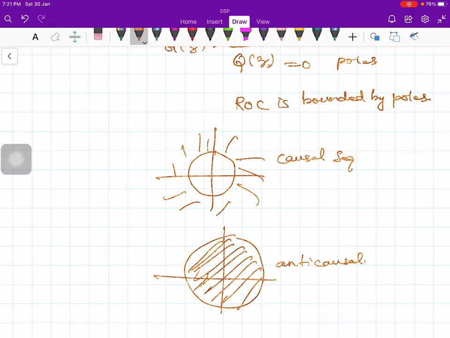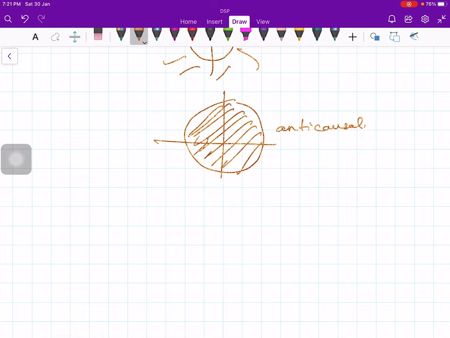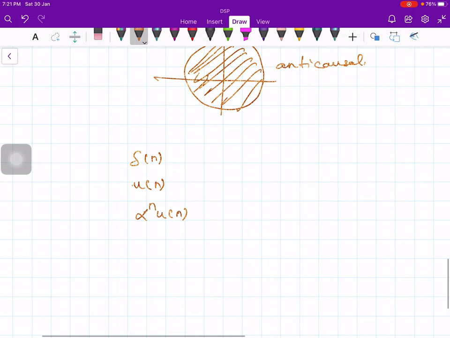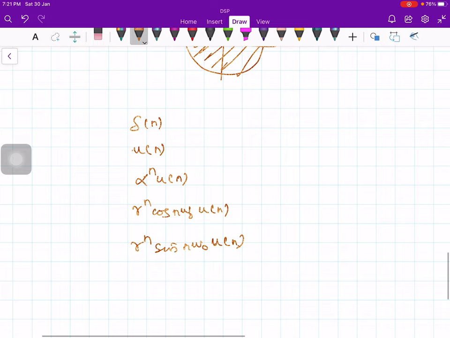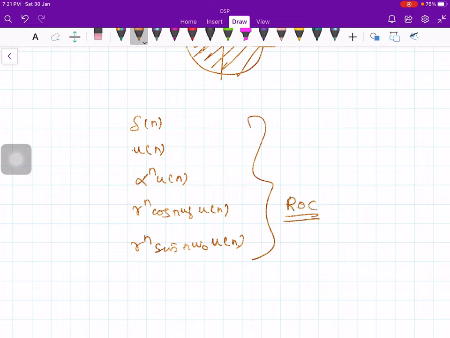And then we took some examples and made a table of the basic Z transforms, that is delta of n, and then we looked at u of n, then alpha to the n u of n, then r to the n cos n omega naught times u of n, r to the n sin n omega naught times u of n, right? So if you know the Z transform of these basic functions, then you can solve almost any problem in Z transform, provided you keep your eyes and ears open about ROC. ROC is very, very important.